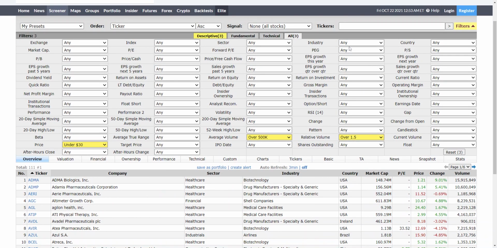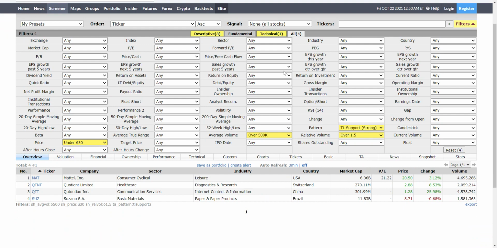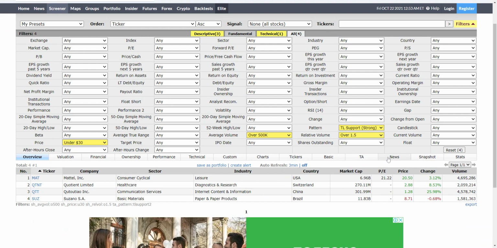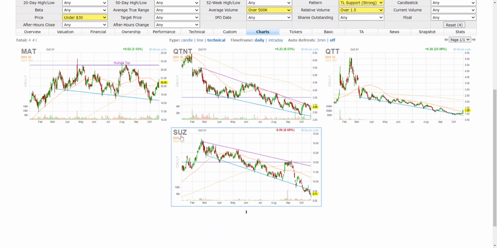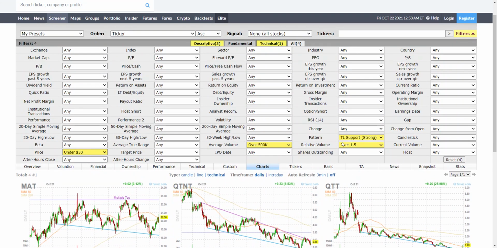And the last thing that we're going to be looking at will be the patterns. The pattern that we're going to be looking for will be the trend line support, which will be a strong trend line support. So just like that, TL support strong. You only have 4 stocks right here, so let's just go on the charts and try to find the best stocks out there. Go ahead and find it for yourself. You can absolutely lower the relative volume down, but it is always up to you.